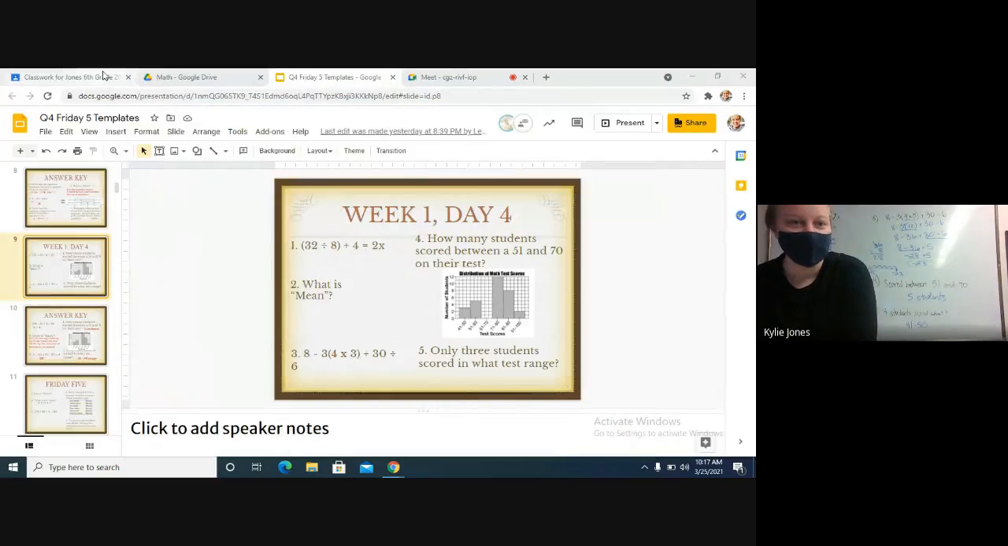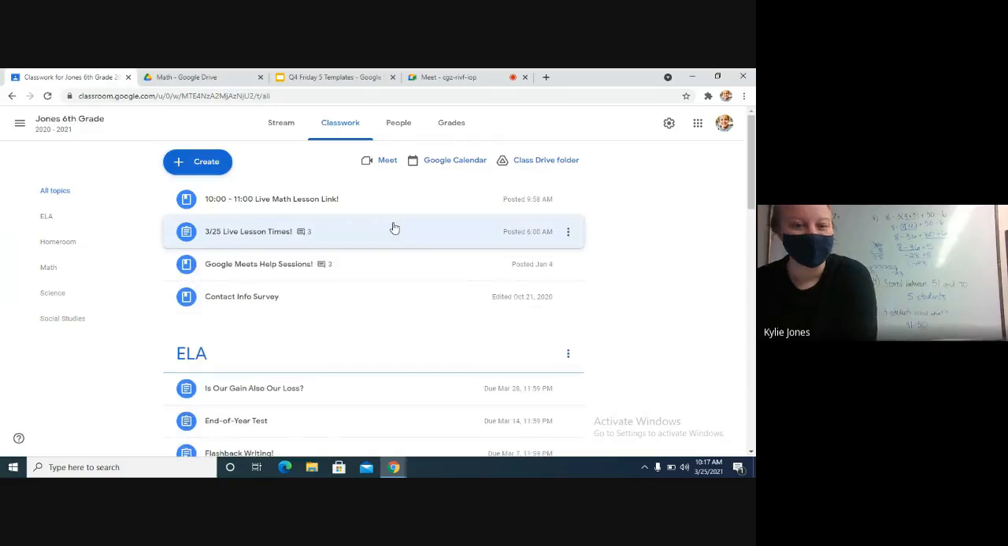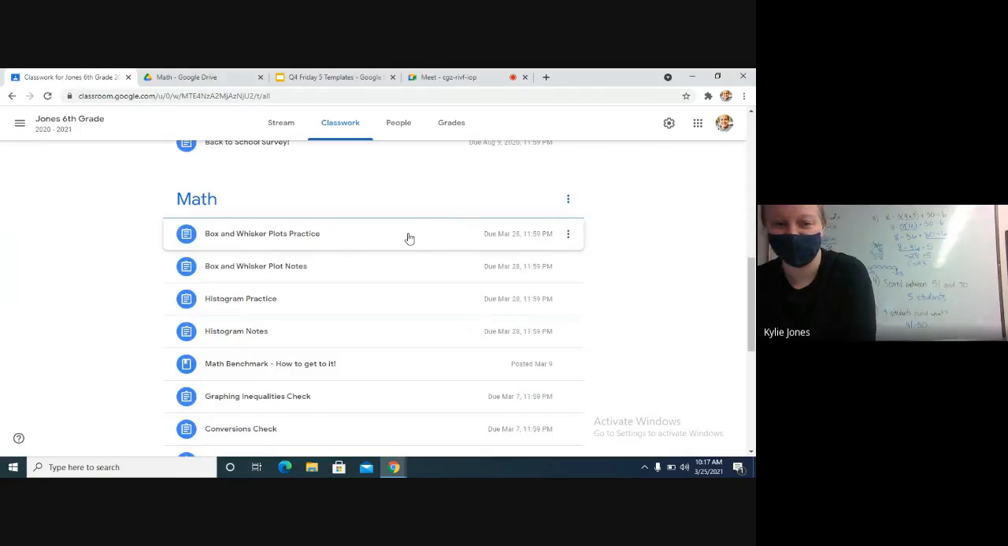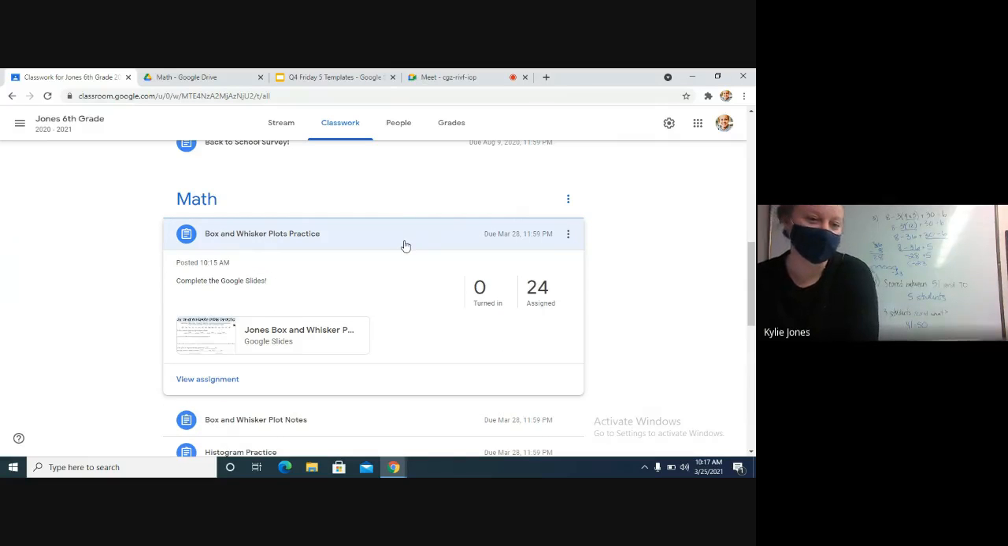Okay, so while we were doing that, our assignment posted. Let's head over to Google Classroom and scroll down to math. We have a box and whisker plots practice. There are 4 slides on this. We're going to do 2 of the slides together, and then I'm going to grade the last 2 slides that you guys are going to do on your own.